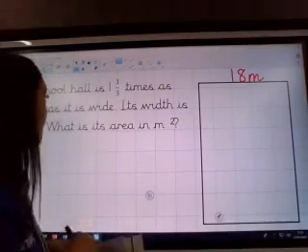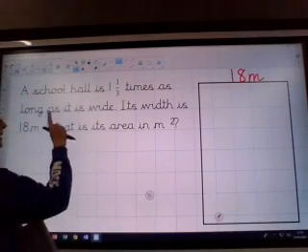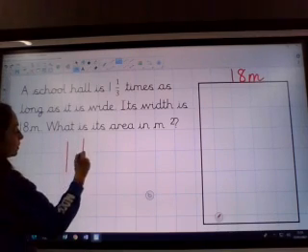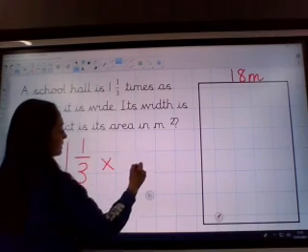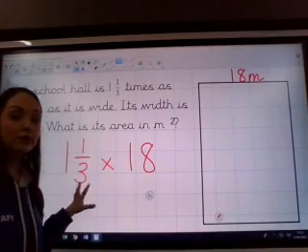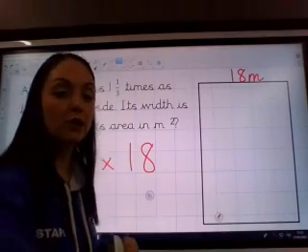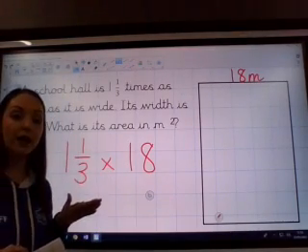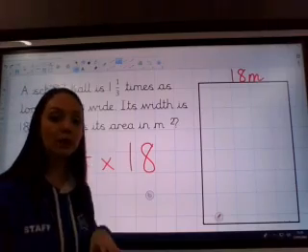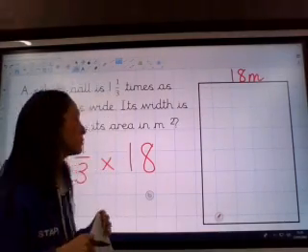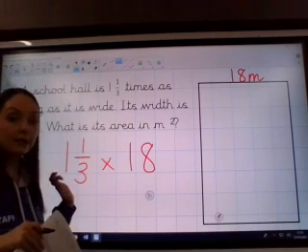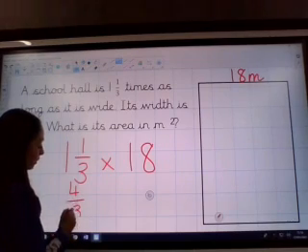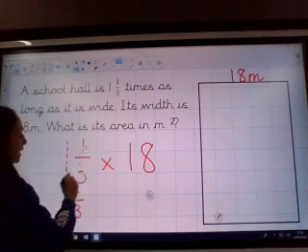So, if it's 1 1/3 times as long as it is wide and it's 18 metres wide, we need to do 1 1/3 times 18. Now, before we can do that, you've got to change that into an improper fraction, haven't you? Because it's a mixed number at the moment. If you change it to an improper fraction, then you will be able to use it. So 3 times 1 is 3, add the 1 is 4. So that is 4/3.